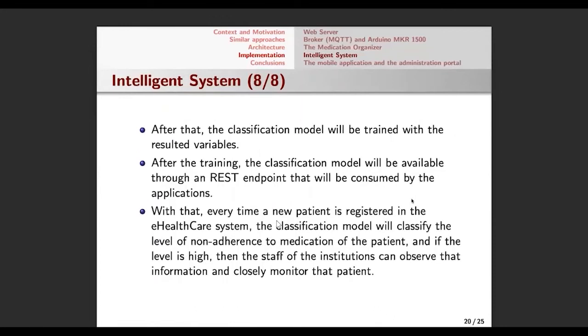After that, the classification model will be trained with the resulting variables. After the training, the classification model will be available through a RESTful endpoint that will be consumed by the application. With that, every time a new patient is registered in the healthcare system, the classification model will classify the level of no adherence to medication of the patient. And if the level is high, then the staff of the institution can observe that information and closely monitor that patient.